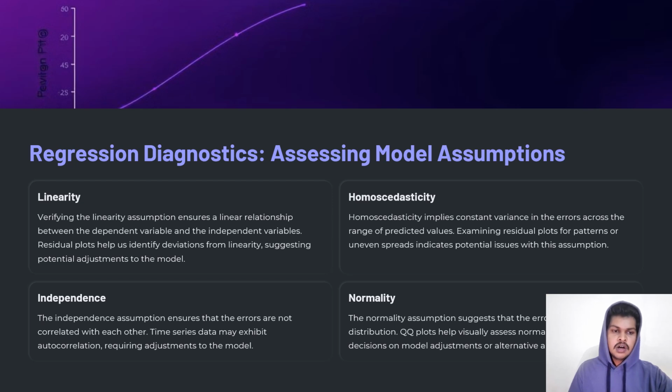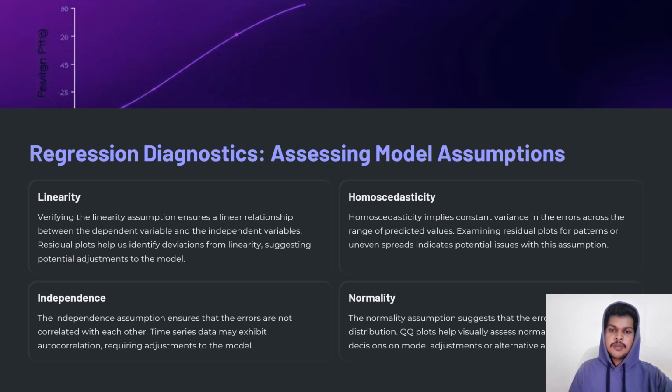Independence. The independence assumption ensures that the errors are not correlated with each other. Time series data may exhibit autocorrelation, requiring adjustment to the model. Normality. The normality assumption suggests that the errors follow a normal distribution. QQ plots help visualize and assess normality, and guide decisions on model adjustment or alternative approaches.